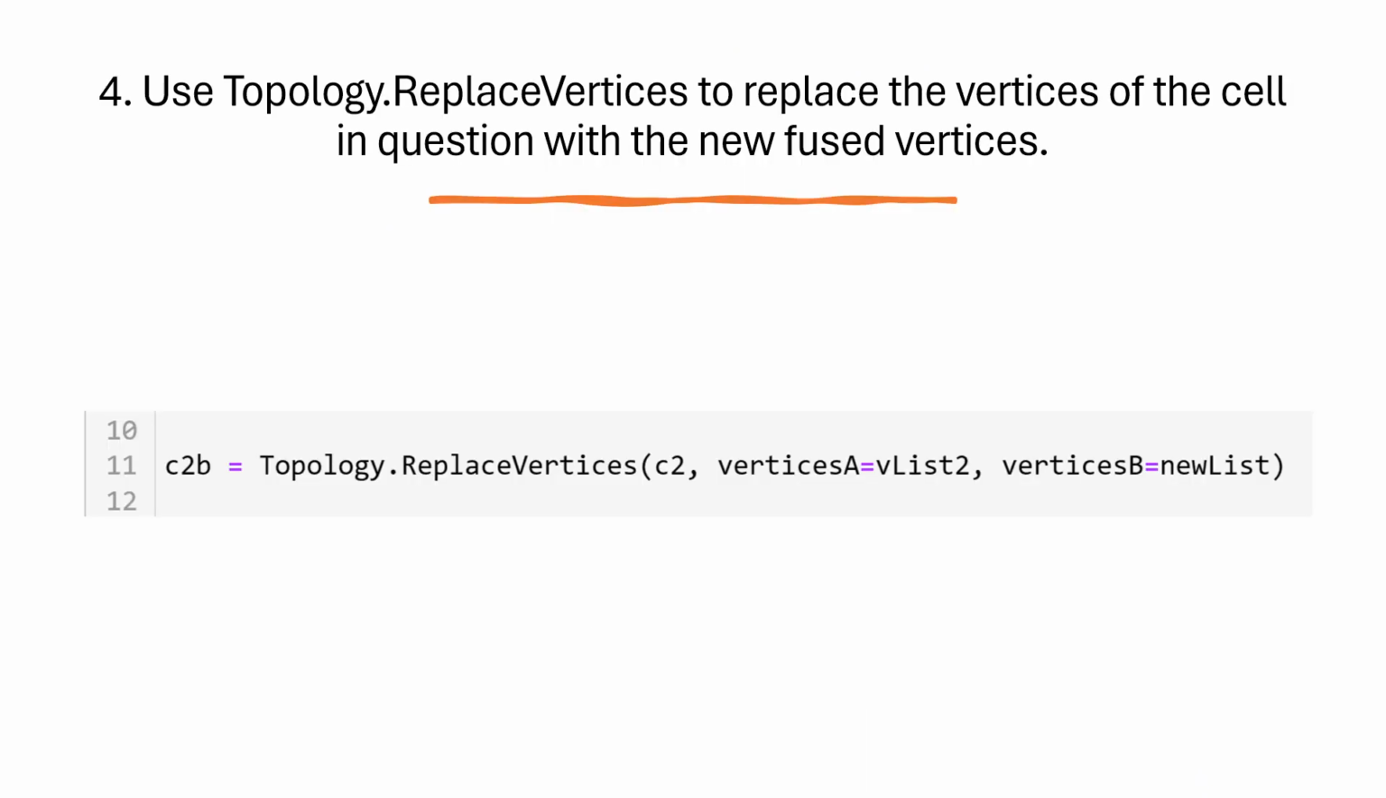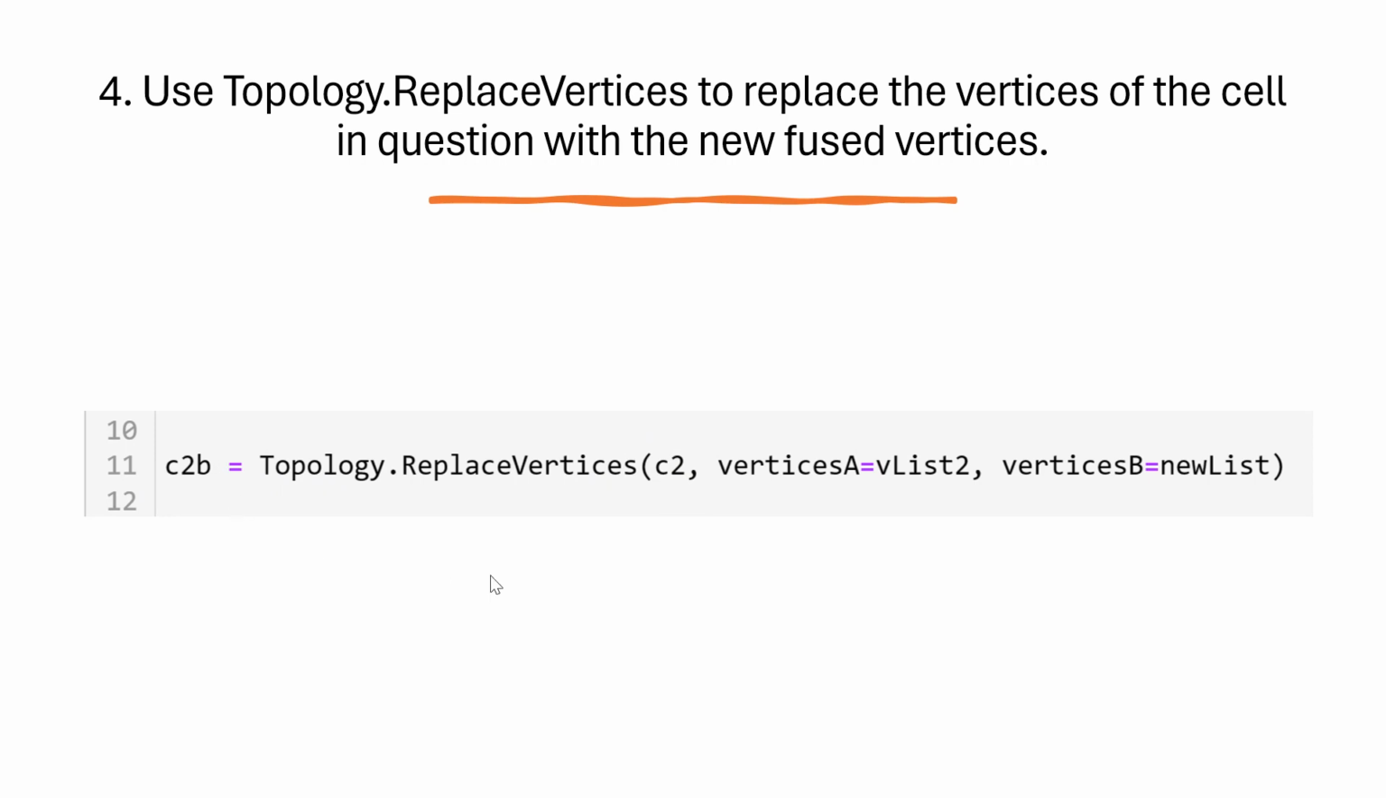So now we use topology.replace vertices to replace the vertices of the cell in question with the new fused vertices. So this is the call for it. We're creating a new object called C2B, which is equal to topology.replace vertices. We give it C2, which is the original object. Vertices A is vlist2. So vlist2 was, if you remember earlier on, the vertices of C2. So this is vertices A, replace it with vertices B, which is the new list. So it takes all the vertices here, puts them into here, and recreates a new object for you. And that is called C2B.